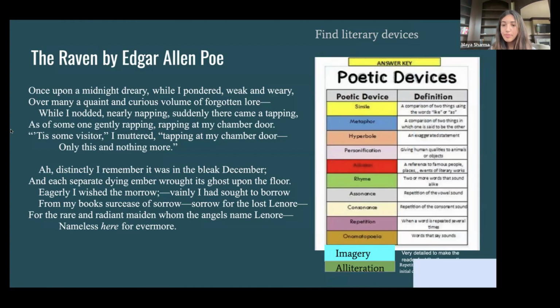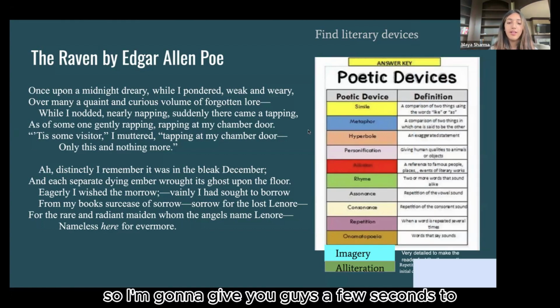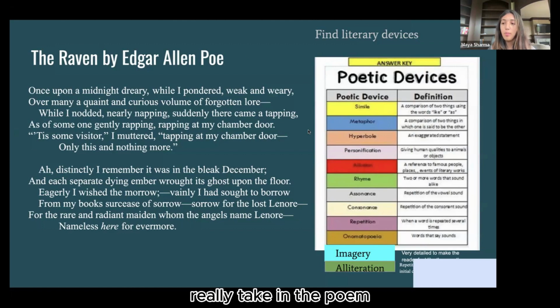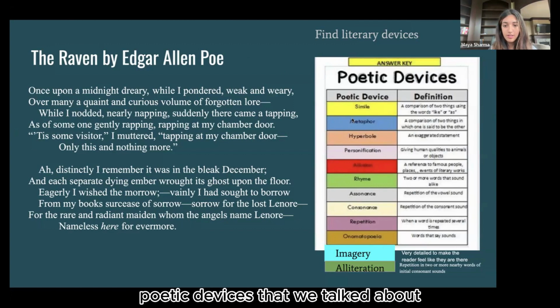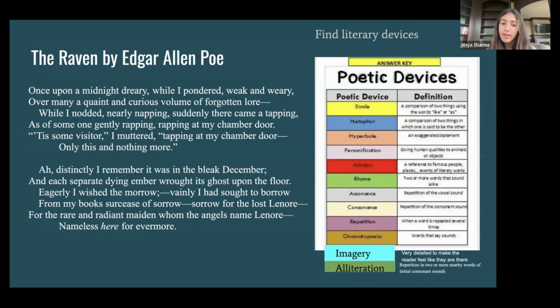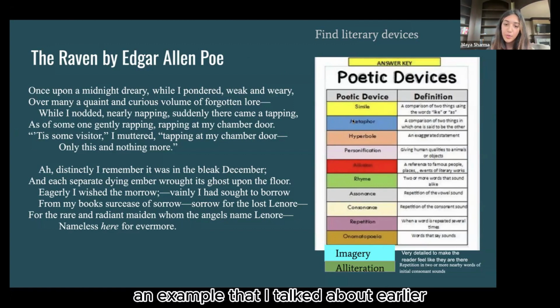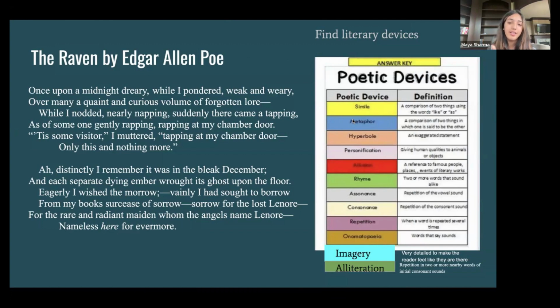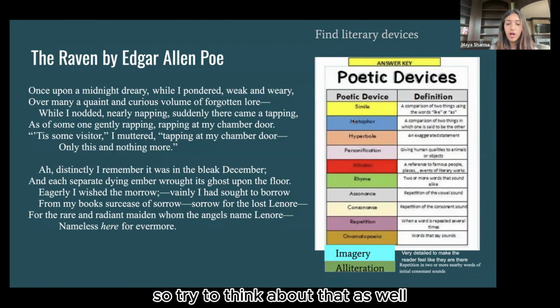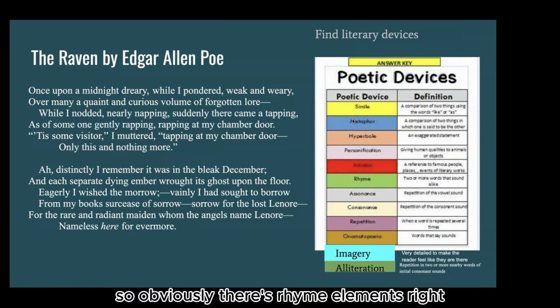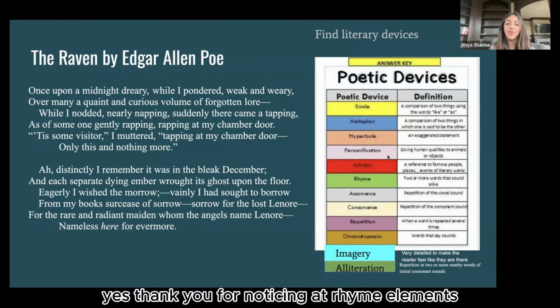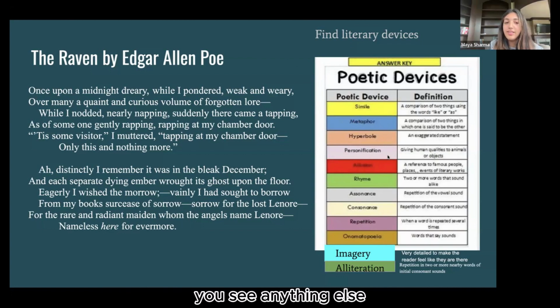Okay, so I'm going to give you a few seconds to really take in the poem and try to see if you notice any poetic devices that we talked about. And there may have been an example that I talked about earlier that is from this poem. So try to think about that as well. So obviously there are rhyme elements, right? Yes, thank you for noticing. Yeah, rhyme elements. Do you see anything else?